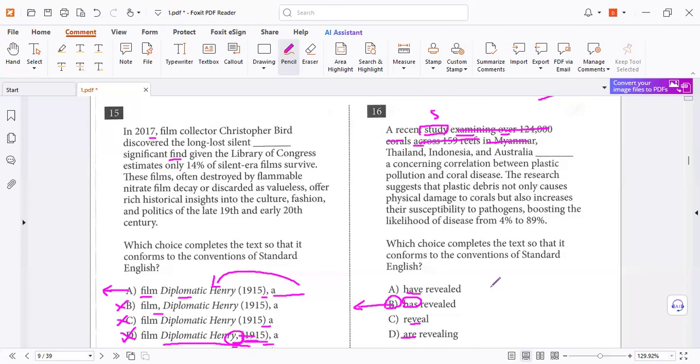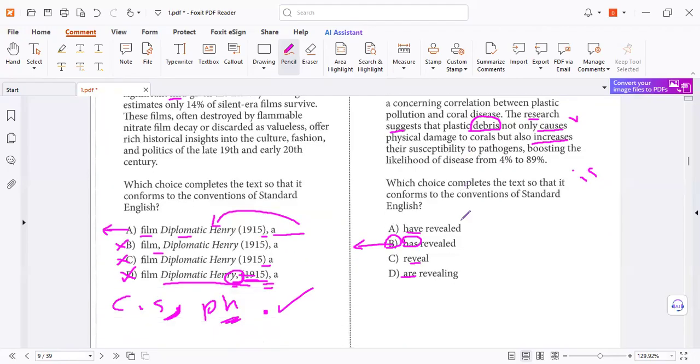Let me tell you something very important. Here again, the research suggests, research is singular. But look, plastic debris. Debris here, singular or plural? Singular, because the verb is singular: debris causes and increases. It's used as singular, but it can be plural. But here it is singular because we're talking about the amount of the debris. So subject verb agreement is not an easy chapter, but sometimes we use this style of writing. Try again.